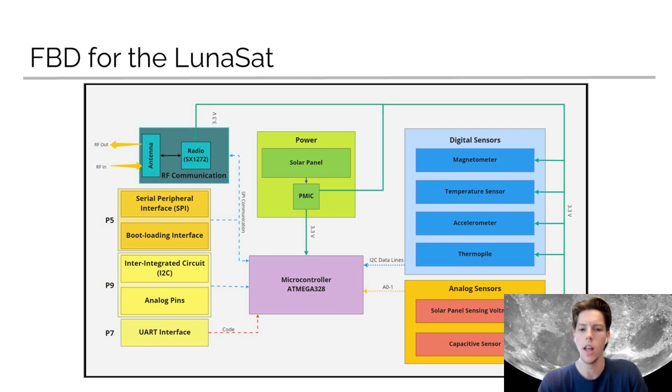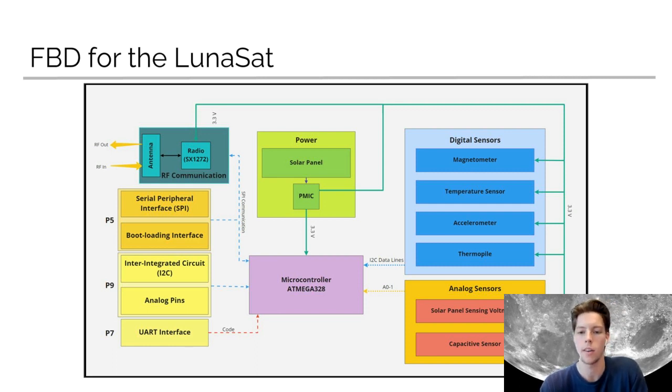So in power, we have the solar panel, which takes in the power. All the power will go to the PMIC. This will convert it to a working voltage, 1.8 and 3.3. All the voltage will be sent to all the different sensors, the digital and the analog, which can be seen on the right here. And then the power will also be sent to the RF communication, specifically the radio. This communicates with the antenna, which will take RF in and also send RF out.